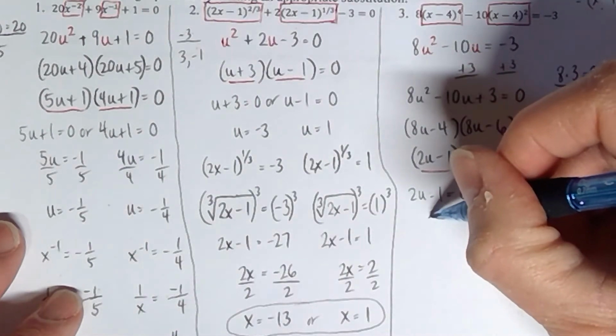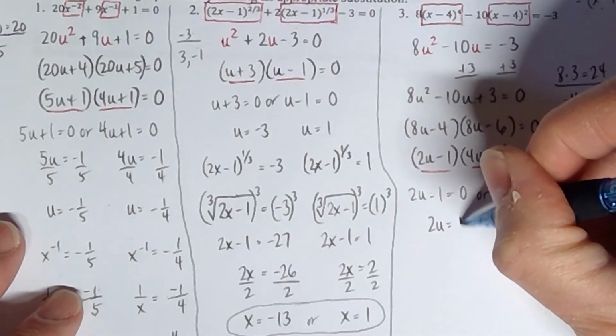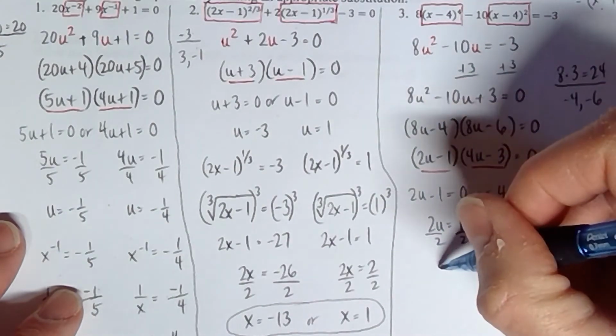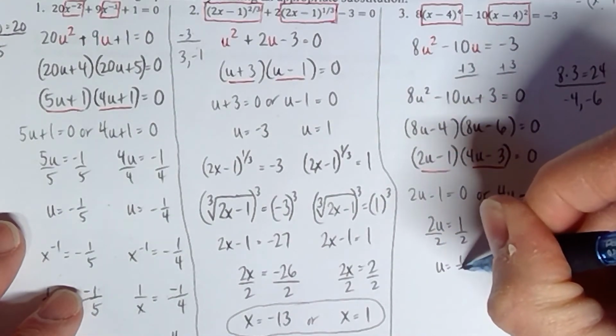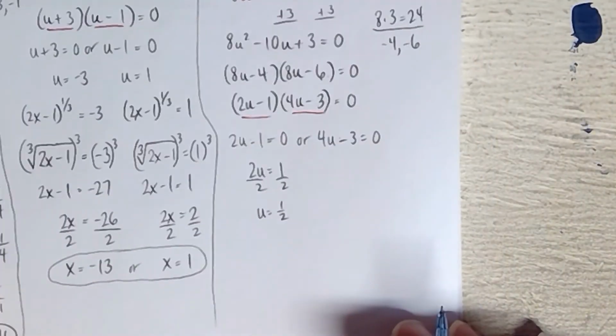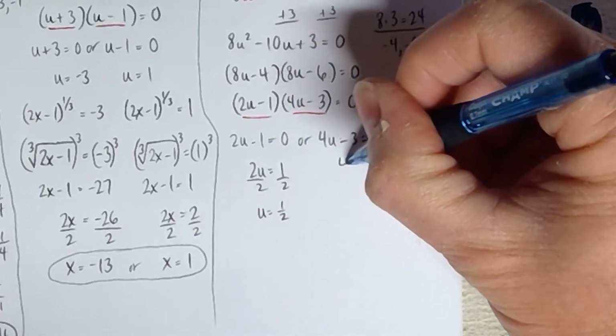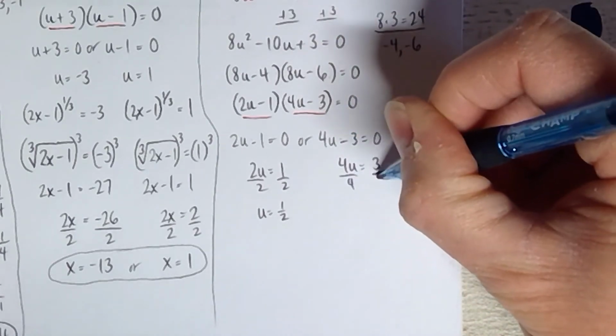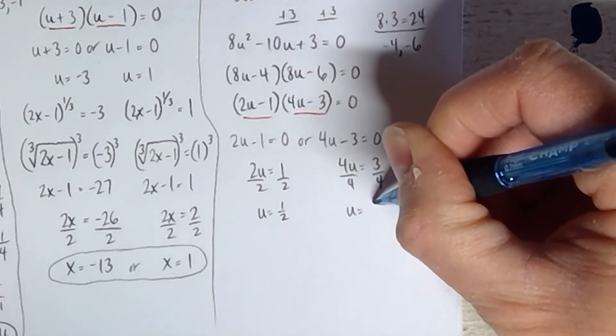We get, since they're linear, I move over the 1 with the 0, divide out. Once I get the u term by itself, I get u equal to 1/2. And then same idea here, I move over the 3 with the 0, divide out, and I get u equal to 3/4.